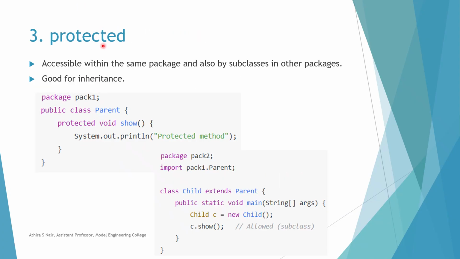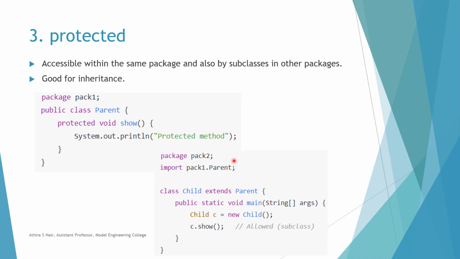Now the third one is protected. This is accessible in the same package and also by subclasses outside the package through inheritance. So here we have an example. We have two packages. This is the first package. Here we have class Parent. Parent is declared as public, and we have a protected function called show. Here we are printing protected method.